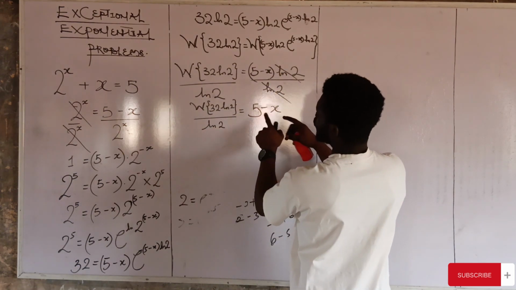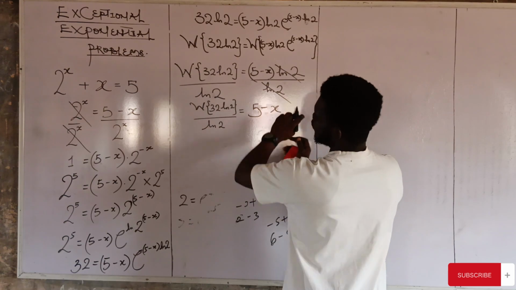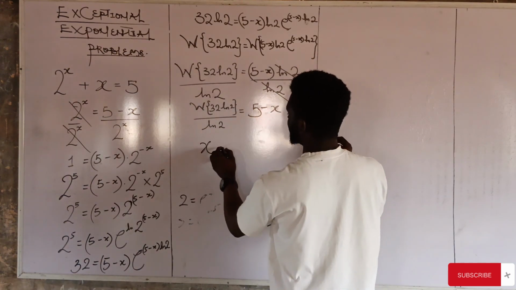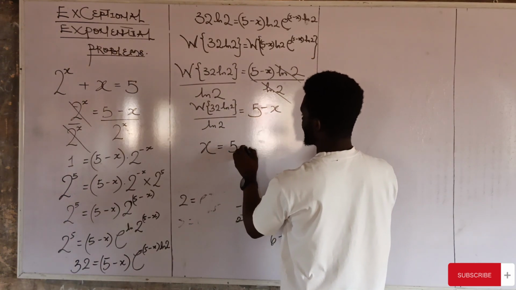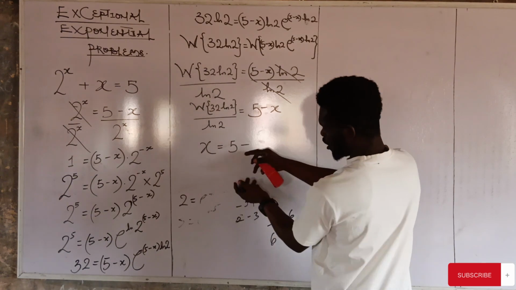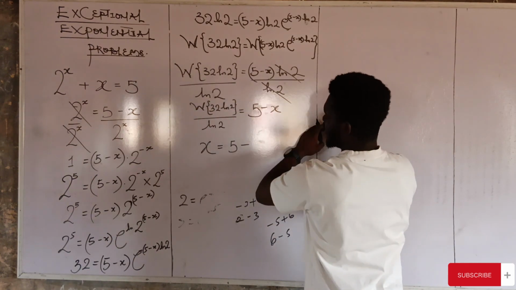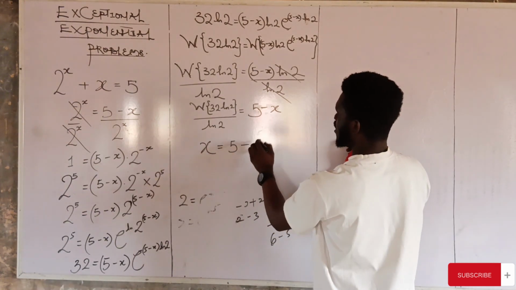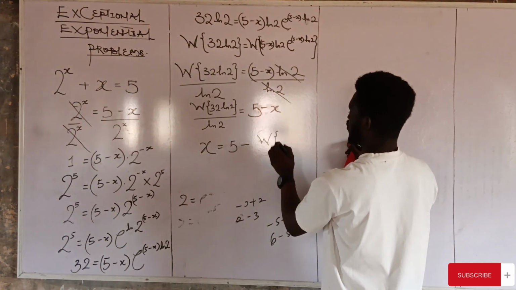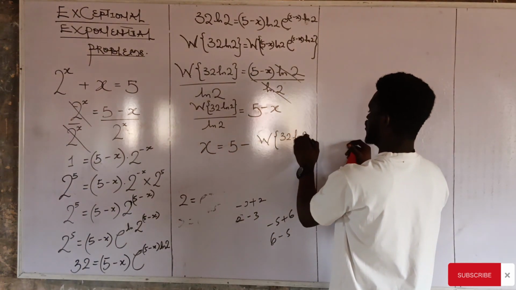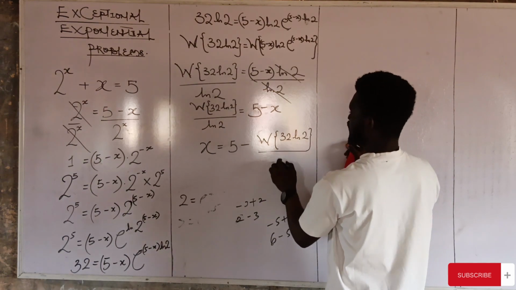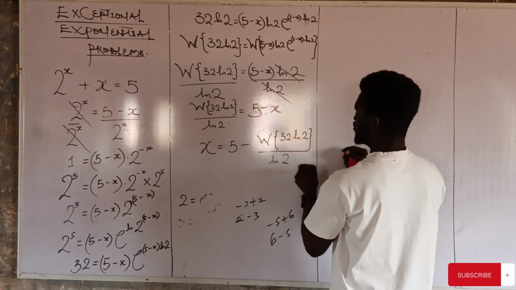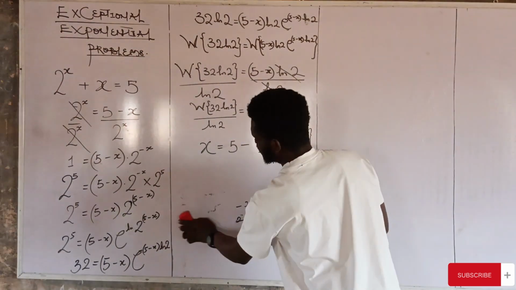Now what are we trying to do now? We want to get x. So if you invert everything, you finally have that x is equal to 5 minus, if you want to do, just bring this one here, becomes minus, your 5 has been here, remains there. So we have minus the Lambert function of 32 ln 2 over ln 2. There you have ln 2.